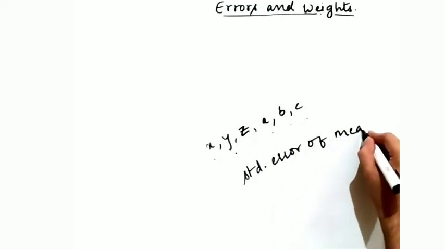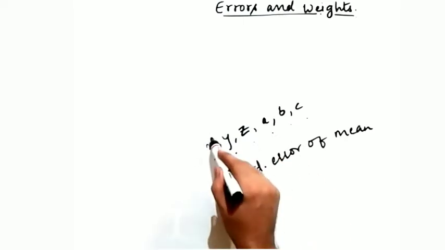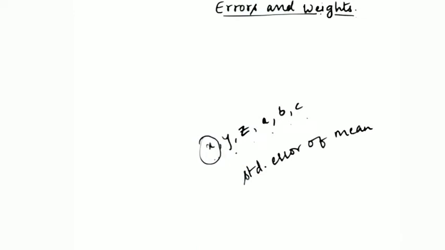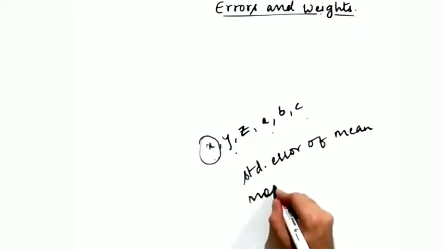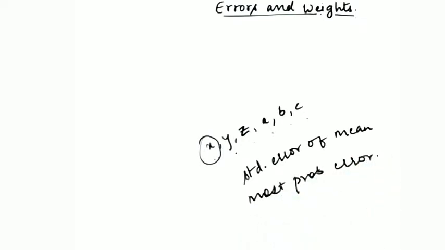He can also ask you the standard error of certain observations. Suppose he asks what is the standard error involved with X. He can also ask you about the most probable error, of the mean or of a single observation.